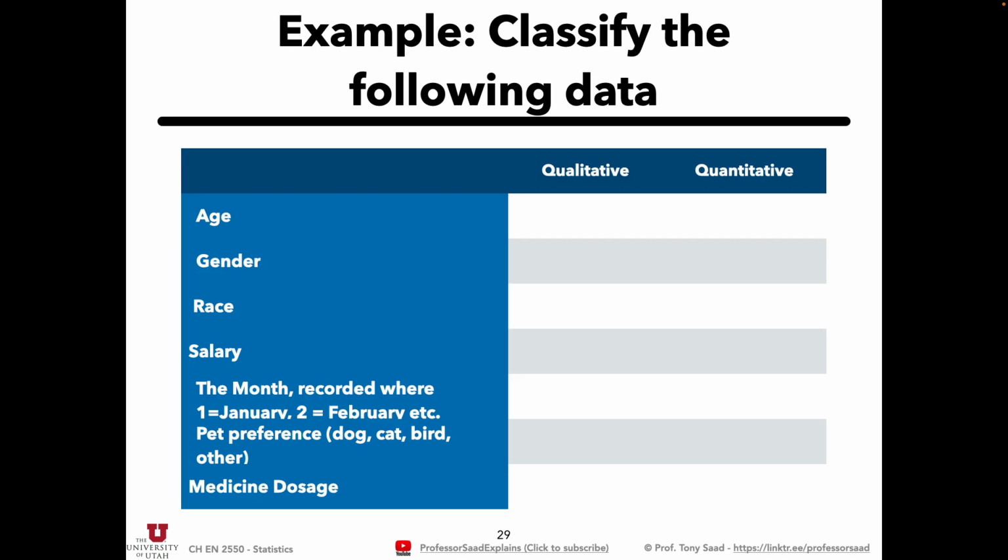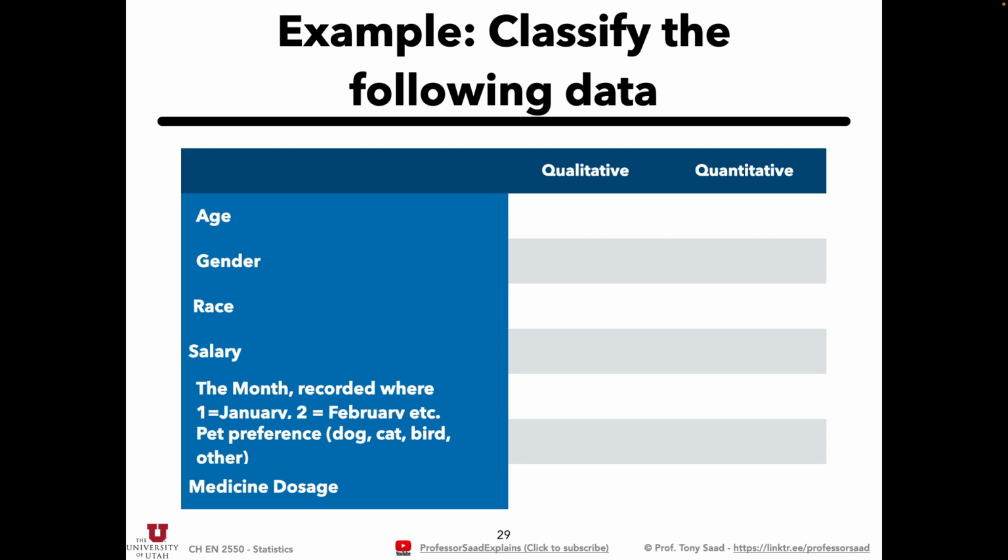All right, so here's a table listing these variables: age, gender, race, salary, month of the year, and medicine dosage. And I want you to identify whether it's a qualitative or a quantitative variable. So age, quantitative, okay? Gender, race, qualitative. Salary, quantitative, because you can compare.